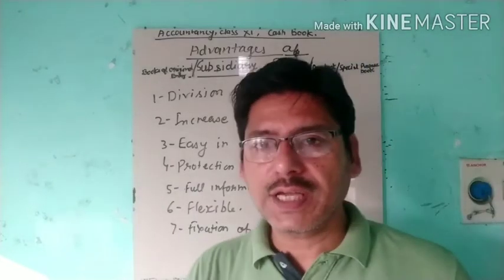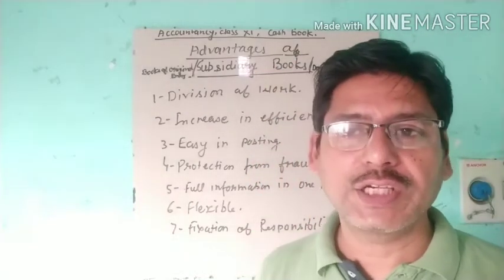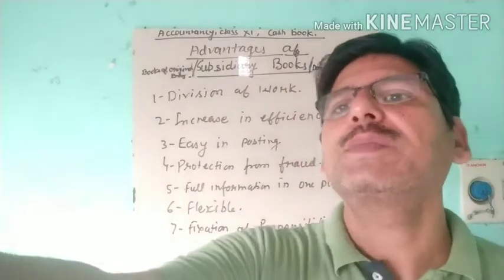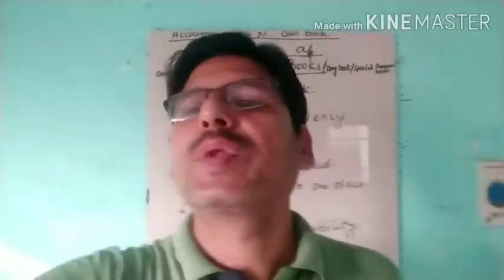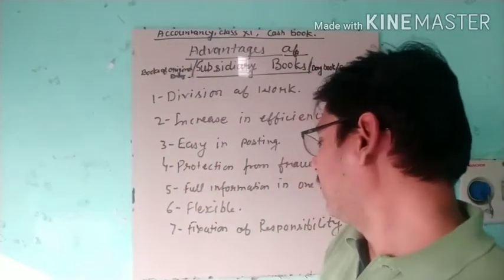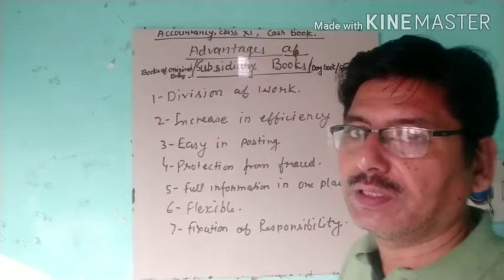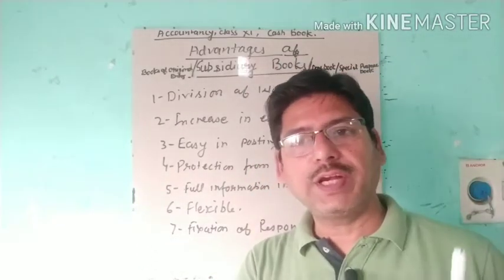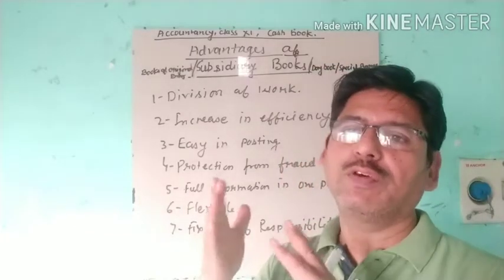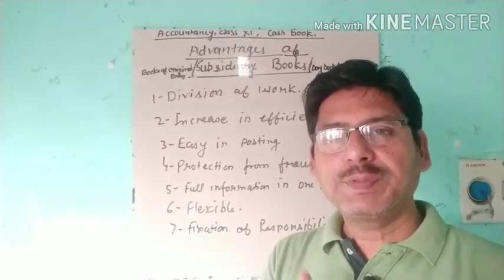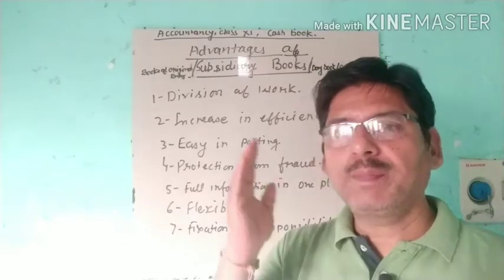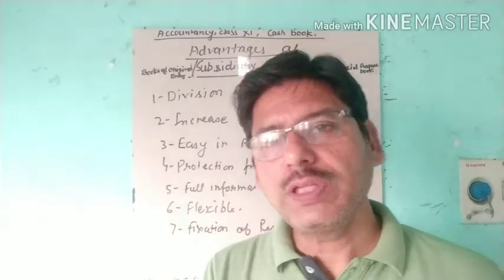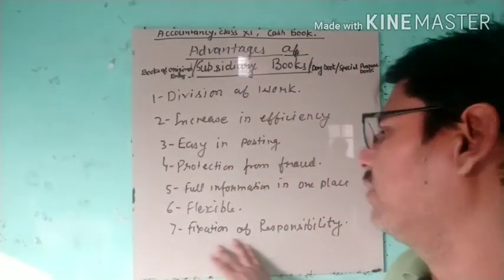Fixation of responsibility. Because different persons are responsible for recording different transactions, those persons can be made responsible for that. One person is responsible for maintaining one type of book, another person is responsible for maintaining other types of books. If some mistakes take place, that person can be made responsible for that. So we can fix the responsibility of a person.